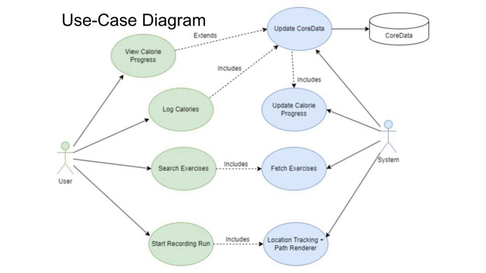In the middle of the diagram, there is a use case for searching exercises. When the user searches for exercises, the system will fetch the results from an API call and map them to a struct that can be identified. This allows the results to be displayed in a table view. Finally, at the bottom, the users can start recording their run in the map view. The system will begin tracking the user's location and plotting the path with the run path renderer.